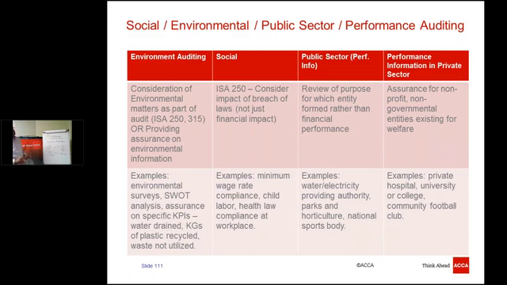Moving on to social auditing, which you see on the slide. So again, there is the flavor or aspect of ISA 250, consider the impact of breach of laws and not just the financial impact. So this would basically involve, for example, social laws with regard to not utilizing people who are not eligible for employment, also known as child labor, and minimum wage rate, whether the rules with regard to minimum wage rate have been complied with.